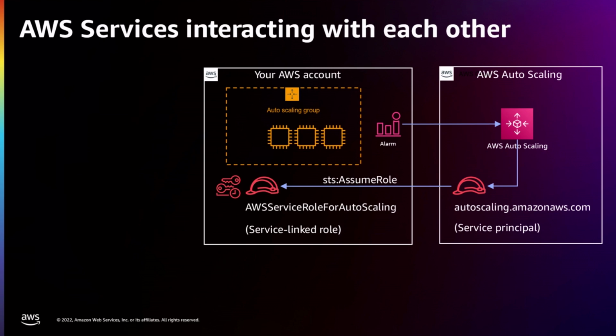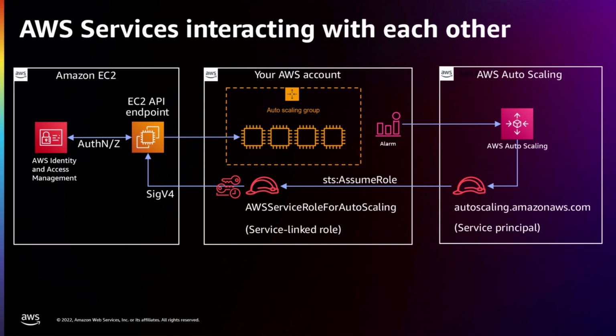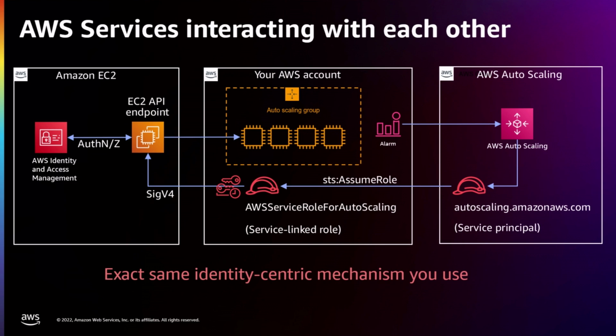And then that auto scaling service principal does the exact same STS AssumeRole operation that you do into your account, gets back a set of temporary credentials, and then uses those to SigV4 sign, just like you do. The request that goes up to the EC2 endpoint gets authenticated and authorized by AWS IAM, just as your requests do. And then and only then does that new infrastructure get dropped into your account. And so the punchline is that we ourselves are using the exact same identity-centric mechanisms to authenticate and authorize our service interactions with one another that you use, right?